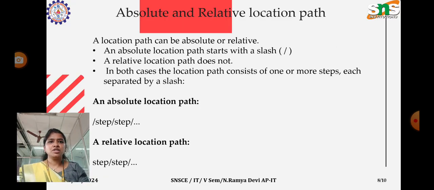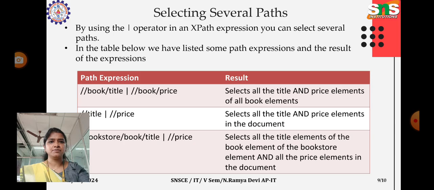So this is the absolute and relative location path. A location path can be absolute or relative. An absolute location path starts with a slash, and a relative location path does not. In both cases, the location path consists of one or more steps, each separated by a slash. The absolute location path is this, and then the same as the relative location path is an example.